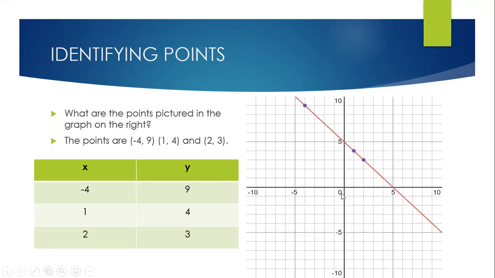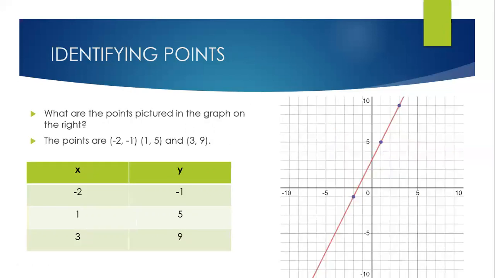Well, let's see. We've got 1, 2, 3, 4 to the left, -4, then 1, 2, 3, 4, 5, 6, 7, 8, 9 up. So -4 to the left, 9 up gives you (-4, 9). All right, 1 over, 1, 2, 3, 4 up is (1, 4). Or if I go 2 over, 3 up, I get (2, 3). So my points are (-4, 9), (1, 4), and (2, 3). Those are my 3 points.